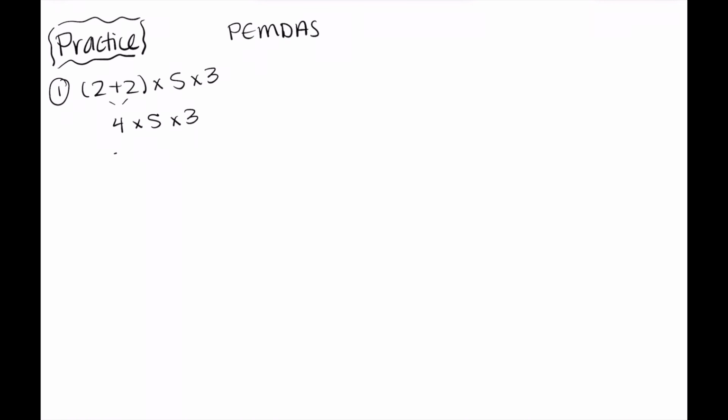We're going to go from left to right now. We'll do the 4 times 5. That gives me 20. 20 times 3 will give me 60. And that is it for number 1. Now we'll move on to number 2. For number 2, we have open parentheses 9 plus 54 divided by 6, close parentheses times 4. So we're going to start off inside of our parentheses, right?